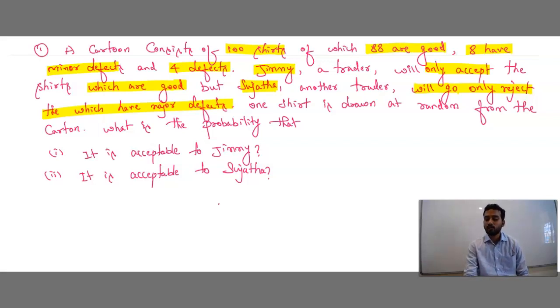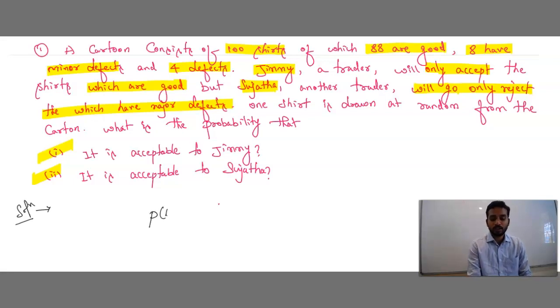Now one shirt we have to pick or draw at random from the carton. Here the first option is it is acceptable to Jimmy and it is acceptable to Sujata. It's a very simple question. We can see the solution here.